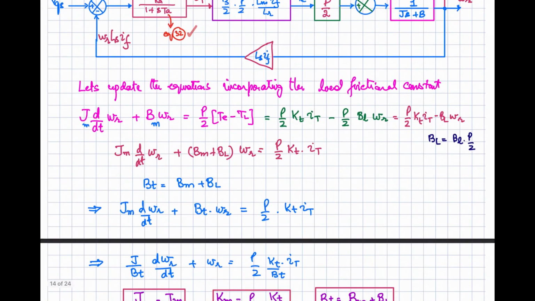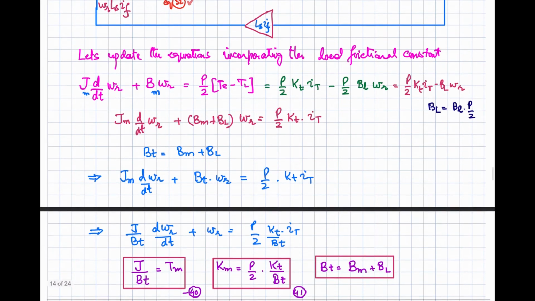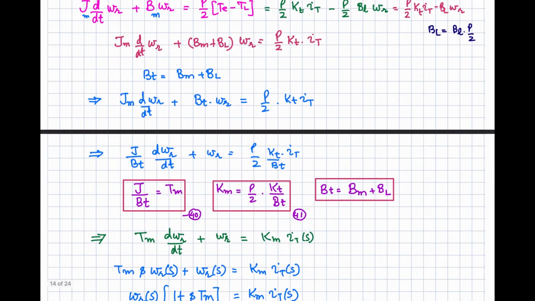Rearranging, you will be getting this equation. Over here, we are going to say that the load plus the motor frictional coefficient will now be represented as Bt, that is the total frictional coefficient of your system, equal to Bm plus Bl. So now using this, you can write down this equation like this. Okay, now rearranging it and writing this expression, you will be getting this equation, and in this equation, let's suppose J by Bt is equal to Tm. This P by 2 into Kt by Bt, we are going to give another name from now onwards. It will be represented with Km, and Bt is equal to Bm plus Bl.